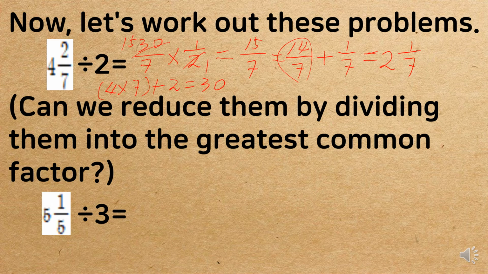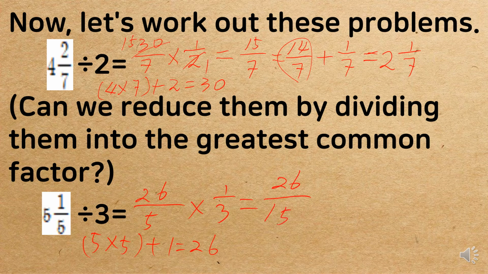5 and a fifth becomes 5 times 5 plus 1 equals 26. So 26 over 5 times a third is 26 over 15. 15 over 15 plus 11 over 15 is 1 and 11 over 15.